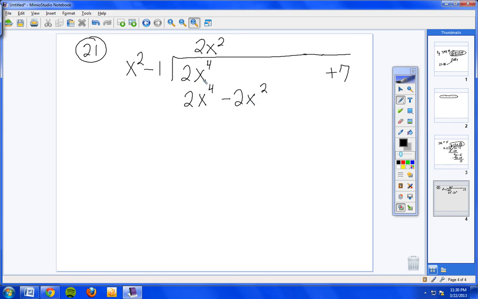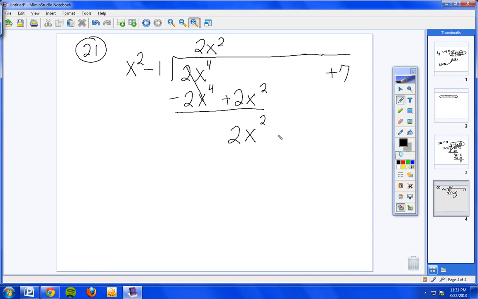Now notice I have like terms right here, x to the fourth and x to the fourth, but I do not have like terms here. So I just wrote the negative 2x squared right here, change the signs, and add. These will cancel, bring down the 2x squared. Now I might need to bring down the 7, I might not. Let's wait and see. I am now going to divide first term into first term.